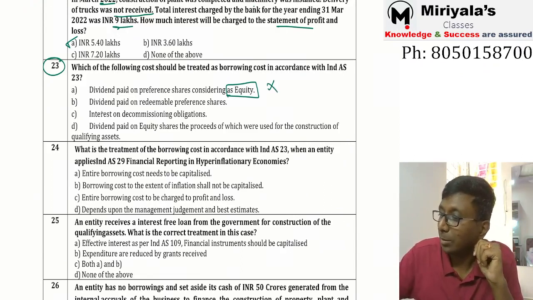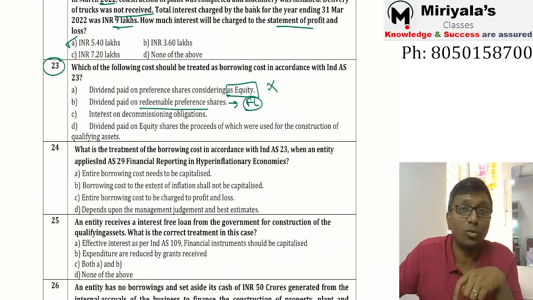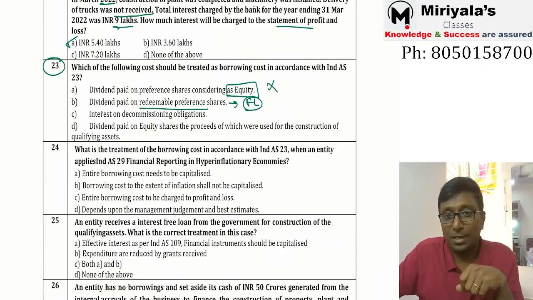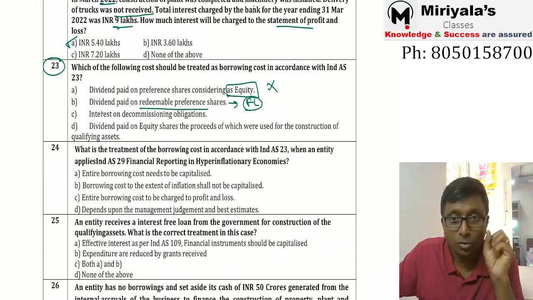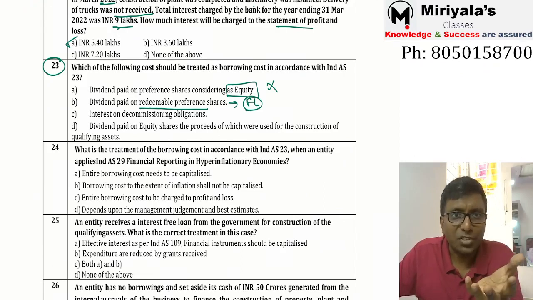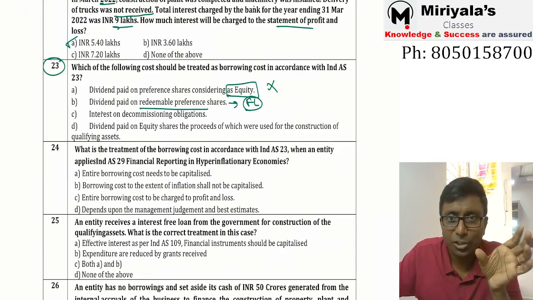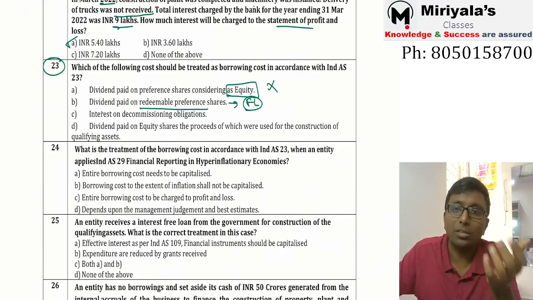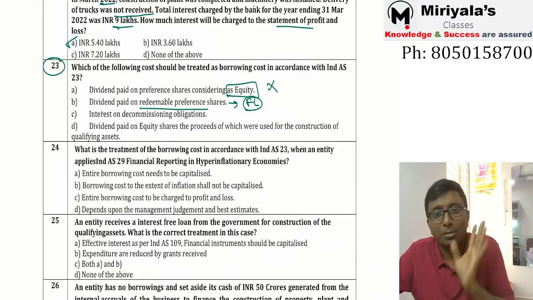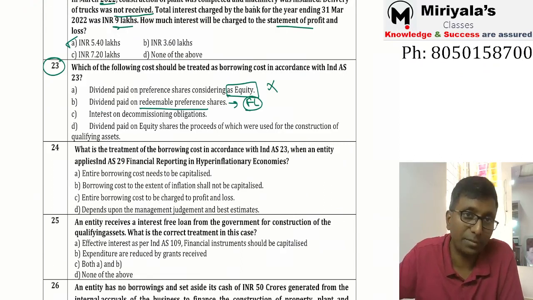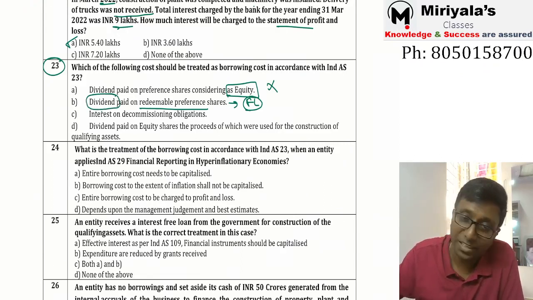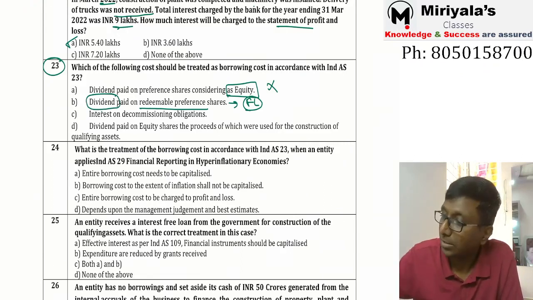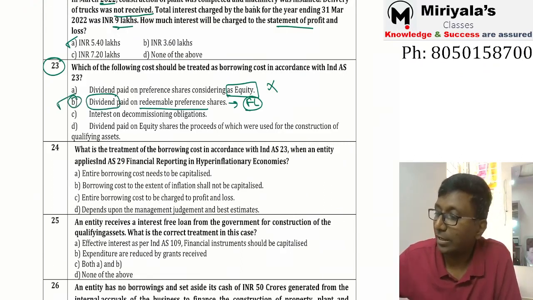Dividend paid on the redeemable preference shares. See, they said redeemable preference shares. Redeemable preference shares are nothing but a financial liability. My first class only I told, we don't go by the nomenclature, we go by substance over form. Maybe you are calling it preference shares, but it is redeemable, it is repayable. That means it is going to be a liability, a financial liability under Ind AS 109. Whatever name you call, dividend or interest, at the end of the day we will say it is a finance cost. Yes, this is going to be treated as a finance cost.